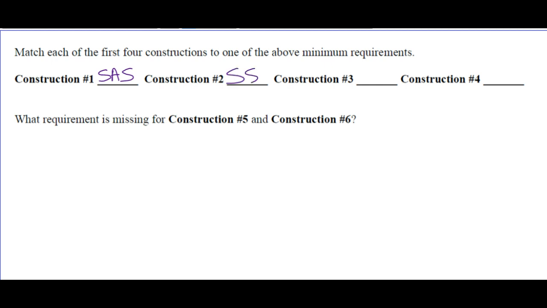What was construction number 2? Side side side, right? We found the same thing. If I asked you to draw a triangle and it's got 3 sides, and here are the measures, everybody draws the same triangle, right? Might be oriented differently, okay? It might be skewed, but they are the same size, they have the same angles. And construction number 3 was what?